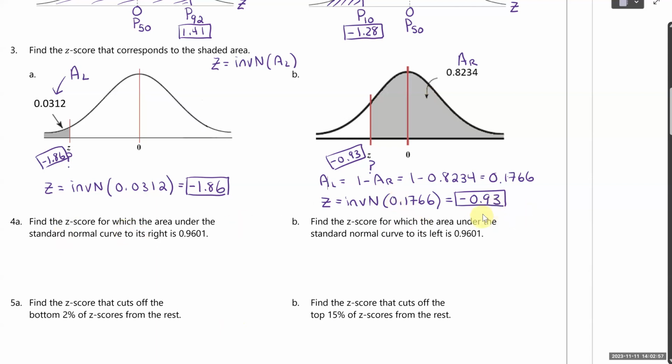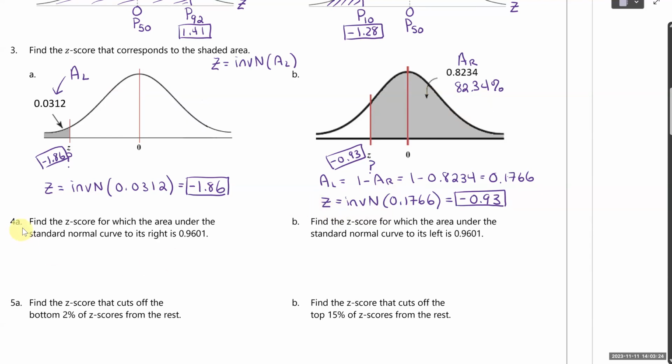All right, just a quick note. Reading the negative z-score, 0.93 has nothing to do with 93%. So these z-scores are not percentages. These z-scores are numbers on the number line. They're not areas. So this area could be written as a percent. That's 82.34% of the graph. But z-scores are not areas. They're just numbers.